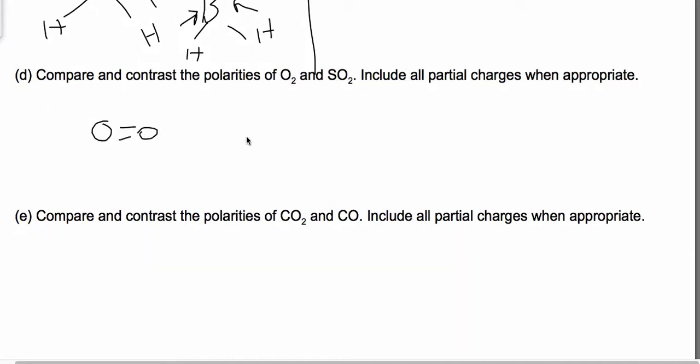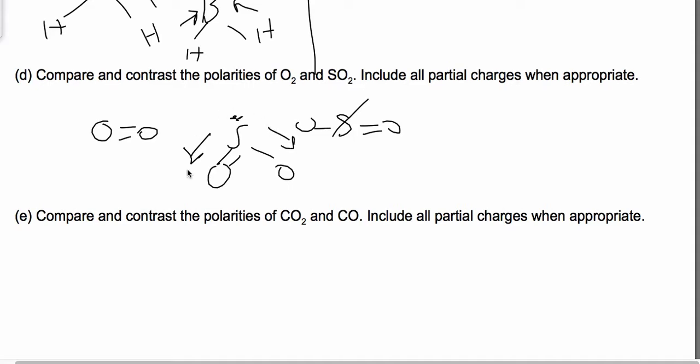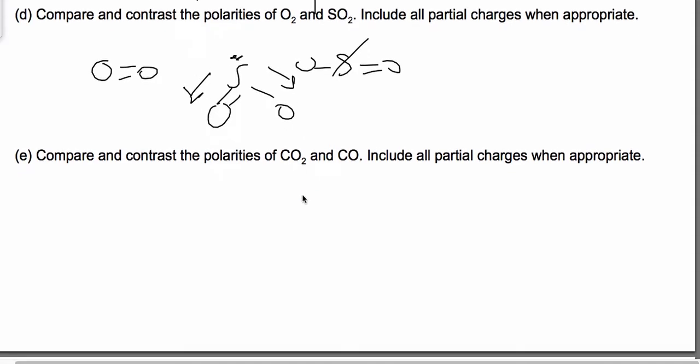Okay. A common mistake is to forget these lone pairs on the top of S and to draw it straight. Please don't do that. So in this case, this is a nonpolar molecule because there are no dipoles. This is a polar molecule because the dipoles do not cancel out.